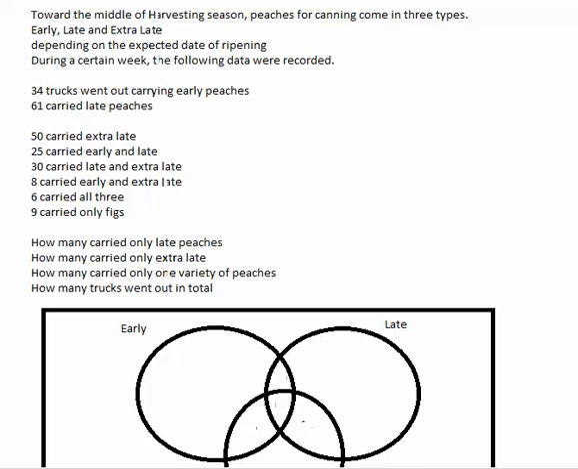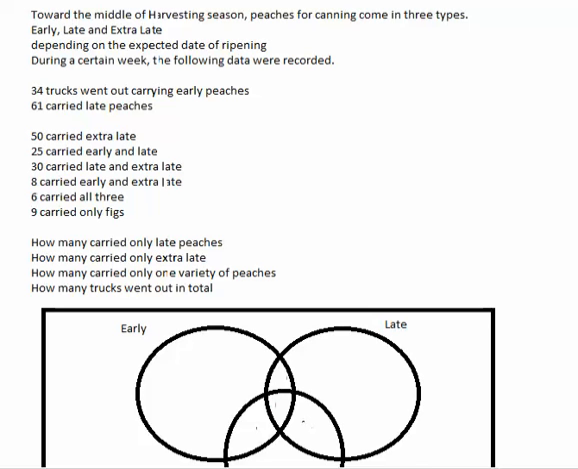34 trucks went out carrying early peaches. Now, what we mean by that is that 34 trucks had early peaches, but they may also carry late or extra late. 61 carried late peaches, 50 extra late, 25 early and late, 30 late and extra late, 8 early and extra late, 6 carried all three, and 9 carried only figs, meaning they didn't carry any peaches.